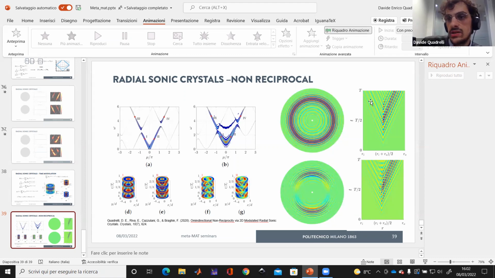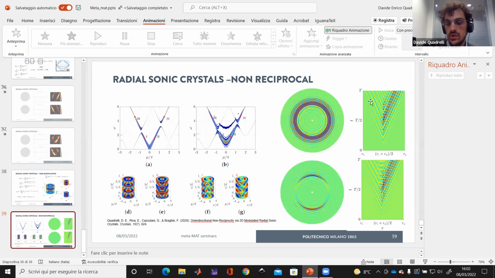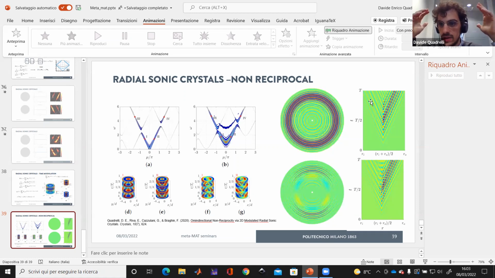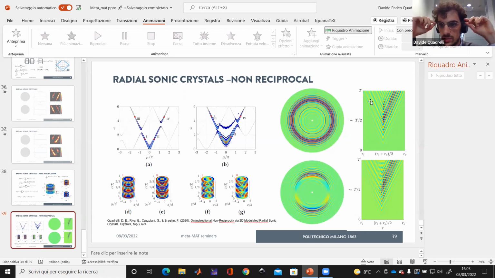And the idea is that possibly in a future application, one can use this to hear what comes from outside, but not to be heard when you speak, basically, with this non-reciprocal wave propagation.